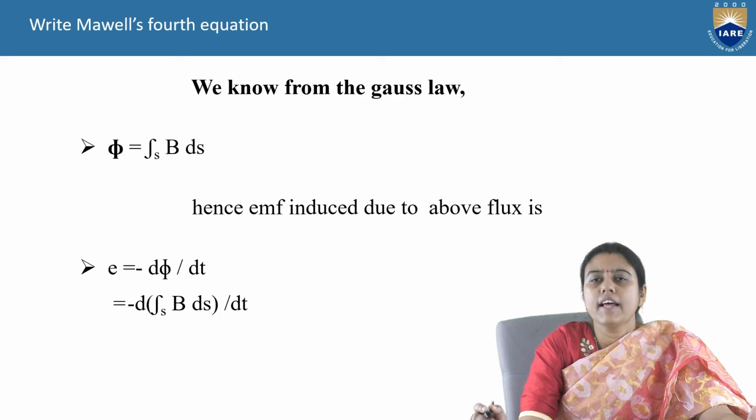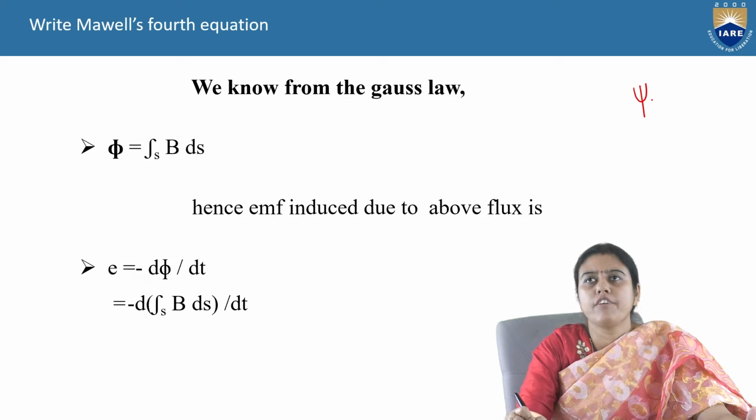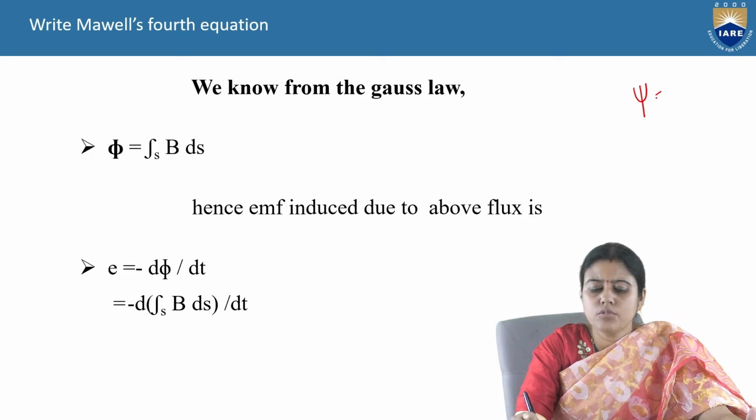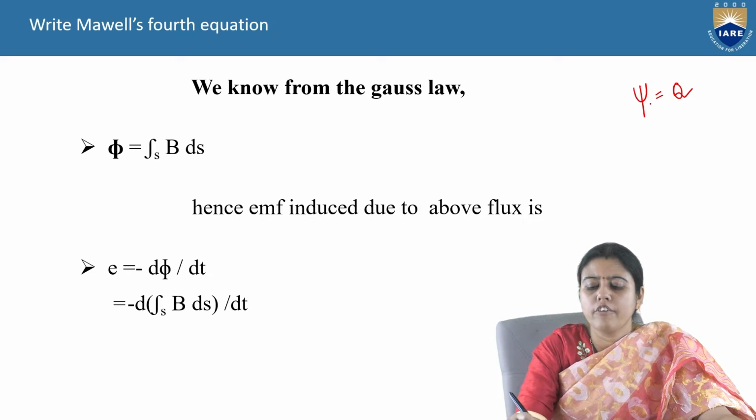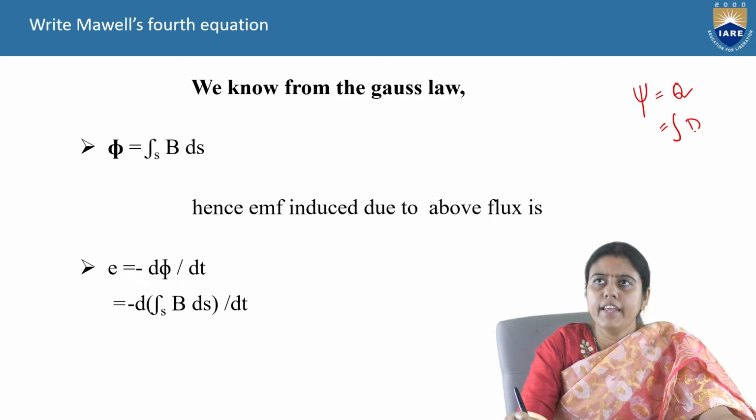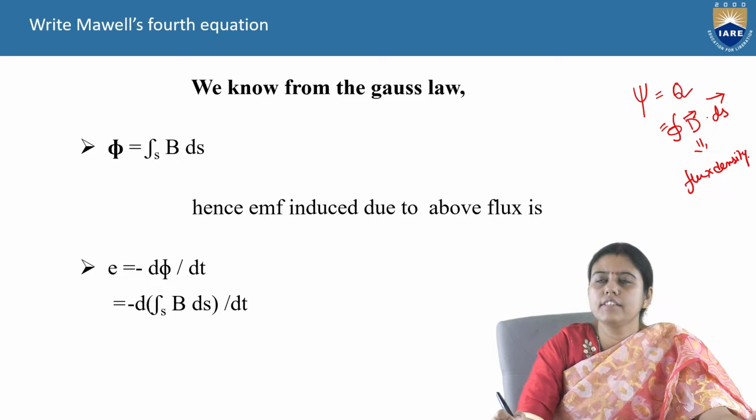The number of electric lines of flux psi is equal to the charge enclosed. If a charge is enclosed in a closed path, the number of lines of flux is equal to the charge enclosed. And the charge enclosed can be written as the integral of D dot ds. What is D dot ds? D is the flux density for the electric charge.